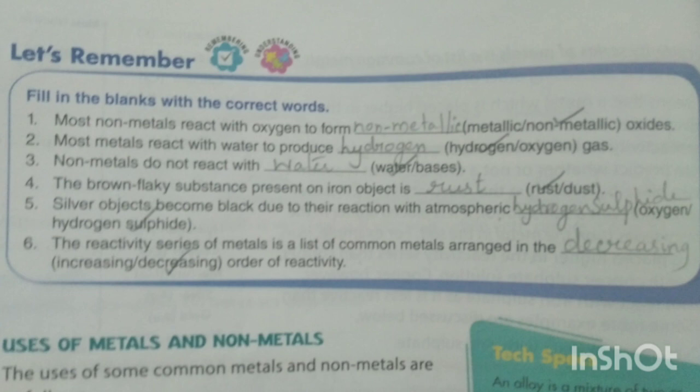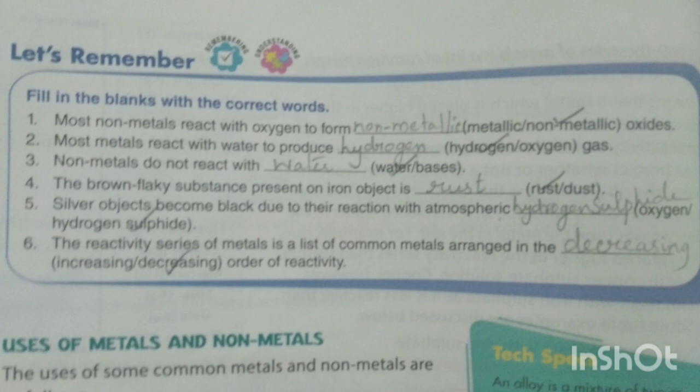Then the fifth one is silver objects become black due to their reaction with atmospheric dash. What is the answer? Hydrogen sulfide. So, silver objects become black due to their reaction with atmospheric hydrogen sulfide. Then the sixth one is the reactivity series of metals is a list of common metals arranged in the dash order of reactivity. It is decreasing order of reactivity. So, reactivity series of metals is written in the decreasing order of reactivity.